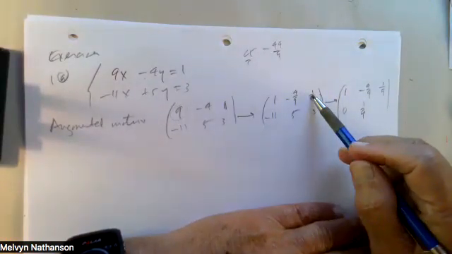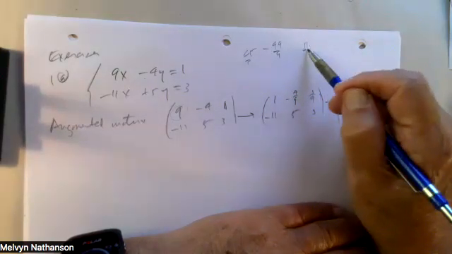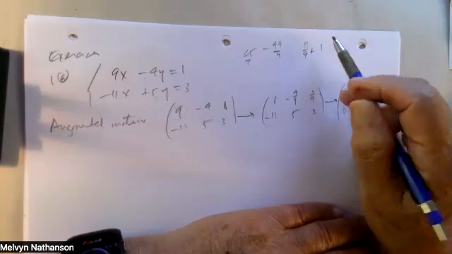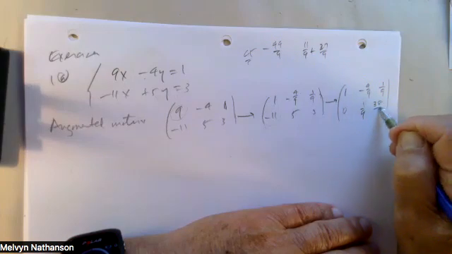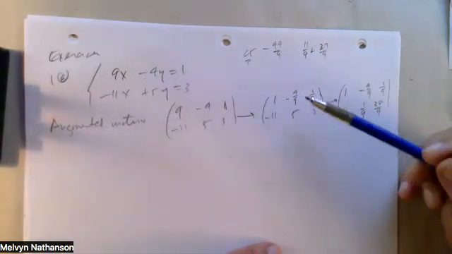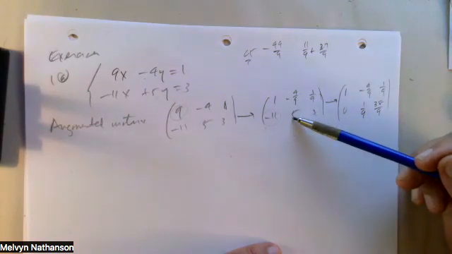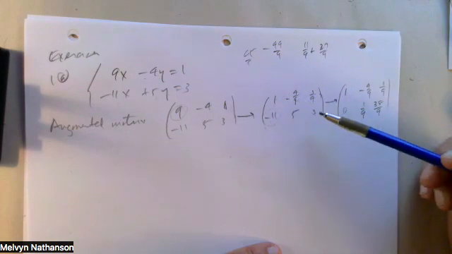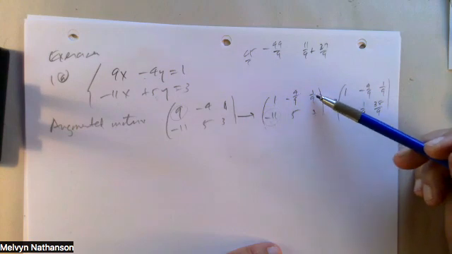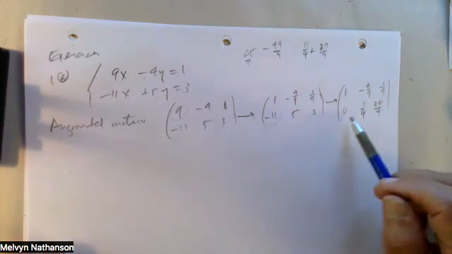And minus 11 over 9 plus 3. 3 is the same as 27 over 9. So it looks like this is 38 over 9. Let me just double check. 11 minus 11 is 0. 5 minus 44 over 9 is 1 over 9. 3 plus 11 over 9, 27 plus 11. That looks like it's okay.